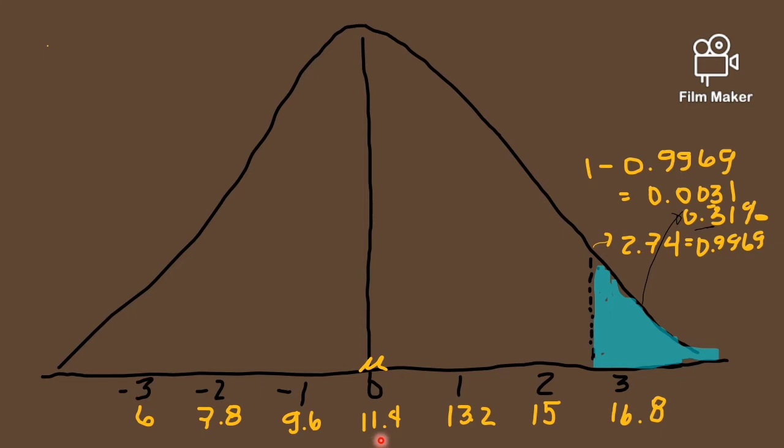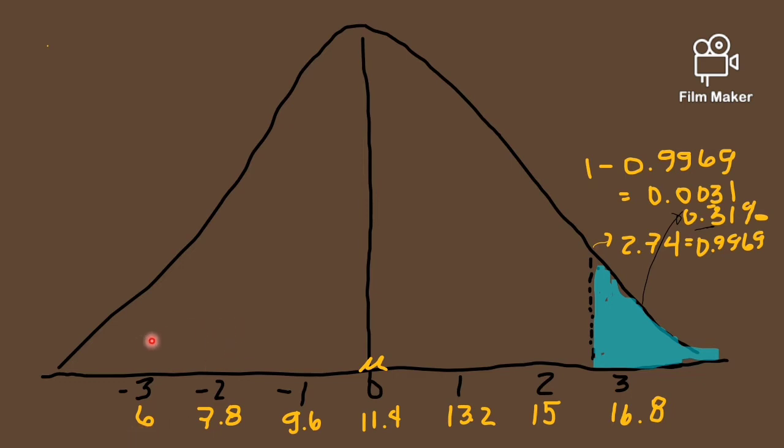So 11.4 plus 1.8 is 13.2. 13.2 plus 1.8 is 15. 15 plus 1.8 is 16.8. And then 11.4 minus 1.8 is 9.6. And then 9.6 minus 1.8 is 7.8. 7.8 minus 1.8 is 6.